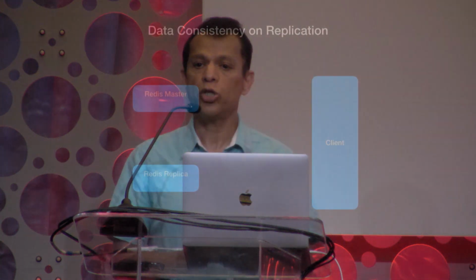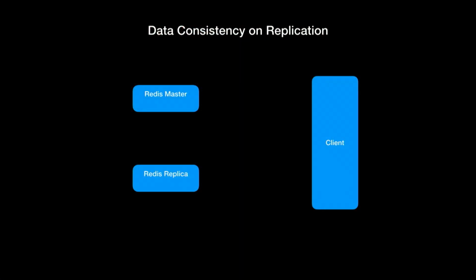So next, I want to dive into data consistency on replication. Let me start with an example. Let's say you have a client. It goes to Redis Master and says, hey, I want to set my balance to 10,000. Now, if the client reads immediately from the Redis Master, of course, it'll get 10,000. But with replication, things are a bit more complex.